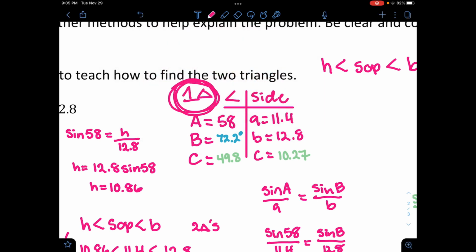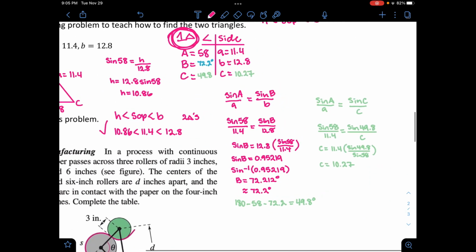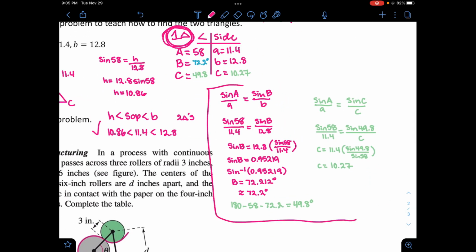Now we have completed one triangle. So this will be triangle number 1 that we have solved, all of this right here. So now next I'm going to show you how to solve for triangle number 2.